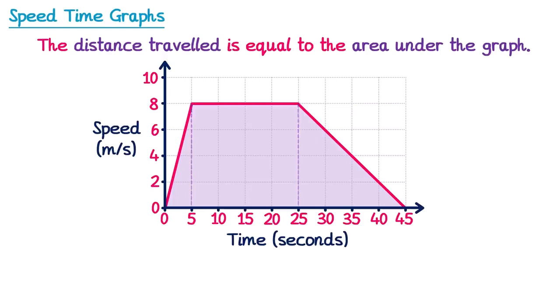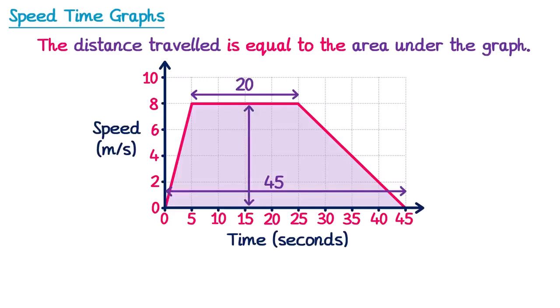But this shape is also just a trapezium, so we could use the area of a trapezium formula to work out the area. So for the formula for the area of a trapezium, I need to know the lengths of the parallel sides. The top and bottom of the parallel sides, so I'll do the top first, which goes from 5 all the way to 25, so that has a length of 20, and then on the bottom we go from 0 all the way to 45, so that's a length of 45. We also need the height of the trapezium, which goes from 0 to 8, so that's a height of 8.